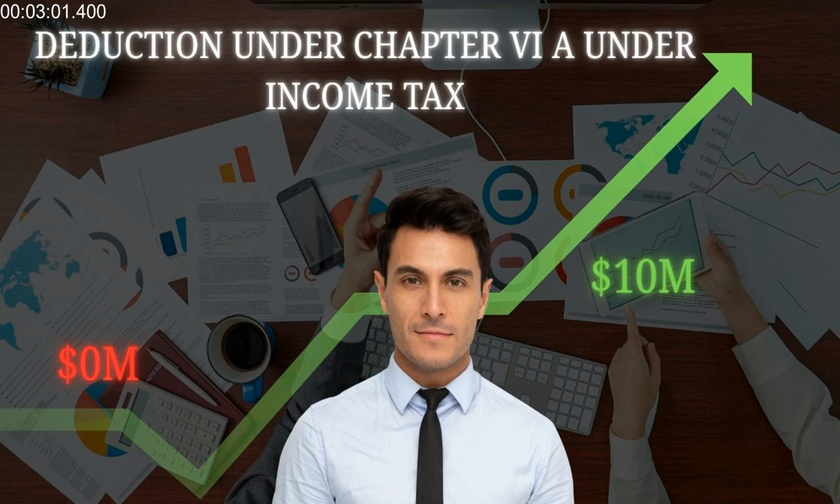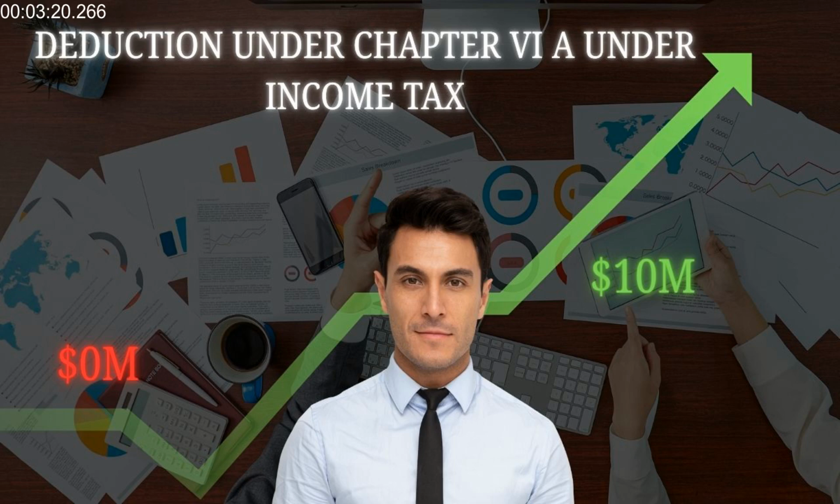Section 80TTB. This is a special section for senior citizens, aged 60 and above. It allows a deduction of up to 50,000 rupees on all types of interest income, including interest from savings accounts, fixed deposits, and recurring deposits. Senior citizens cannot claim a deduction under Section 80TTA.